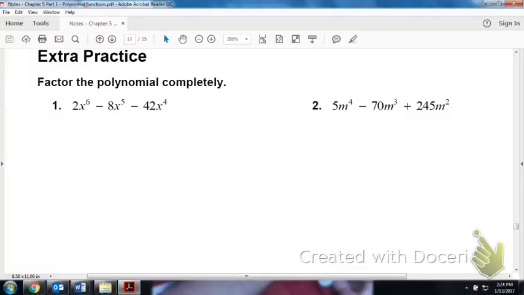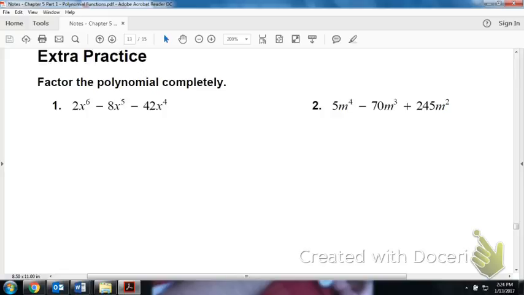5.4 states factor the polynomial completely. So we're going to factor these as far as we can, and this is the Algebra 2 F word, factor. If you're not sick of it yet, you will be soon, and that's okay, but we're going to factor. So here we go. First things first, always try to divide something out. If you can, it will make life easier.